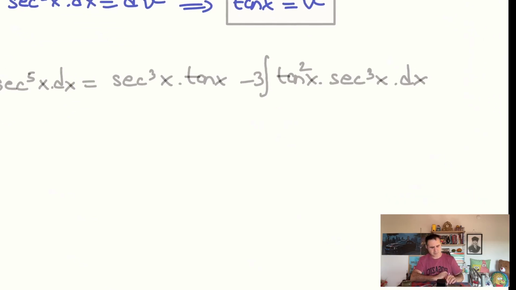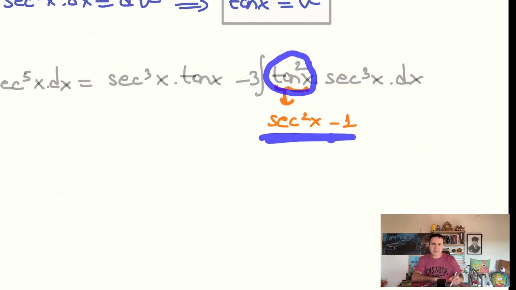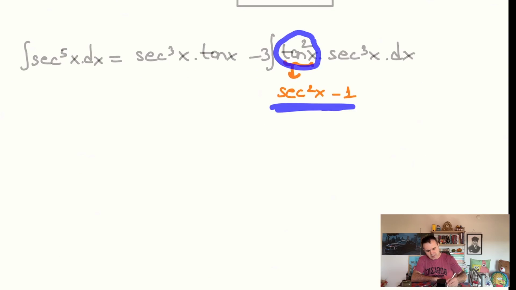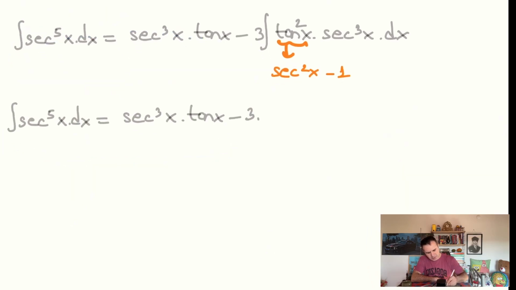Now we have this. We know that tangent square of x is equal to secant square of x minus 1. And we will rewrite tangent square of x here as secant square of x minus 1. Then let's take this down. Minus 3 times the integral of secant square of x minus 1 times secant cube x dx.